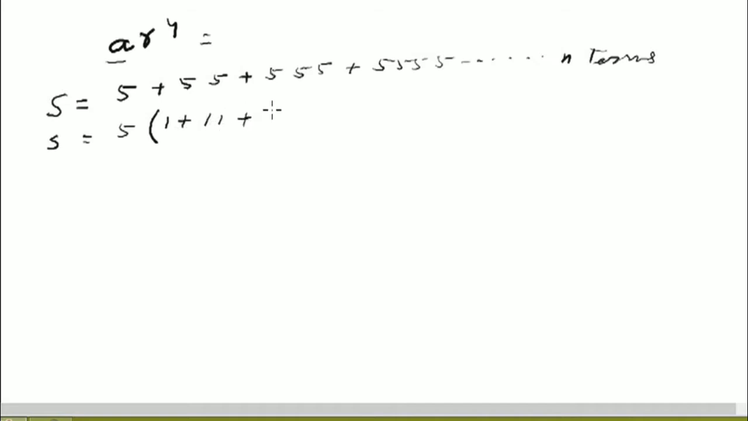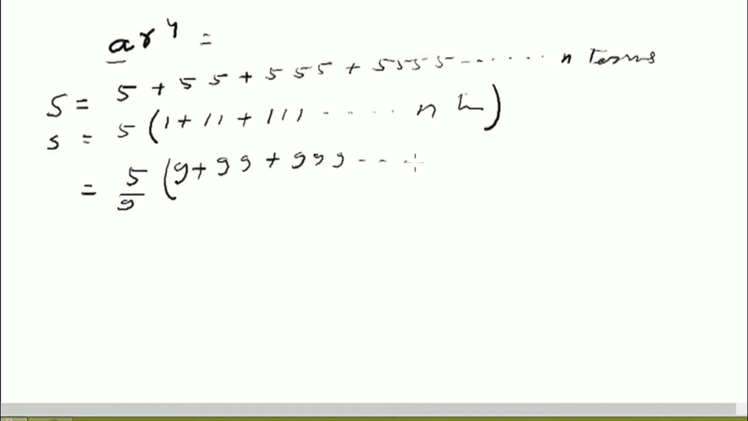Now, what can we do? I said you will follow the 9 method. So I will divide by 9 and multiply the whole thing by 9. Why? Because this will make the series easy to identify. So it is 9, 99, 999, like that up to n terms. Further, you see 9 can be written as 10 minus 1. Easily you can write 99 as, you usually know, 100 minus 1.